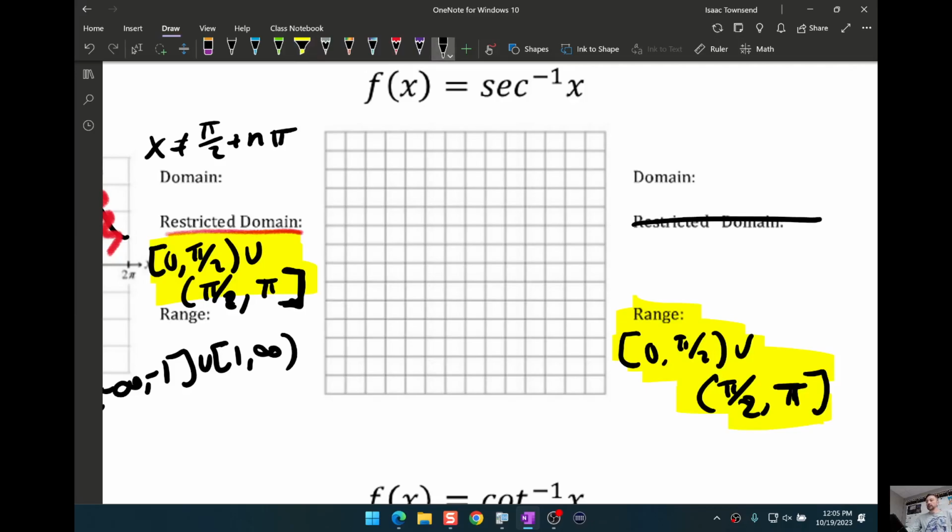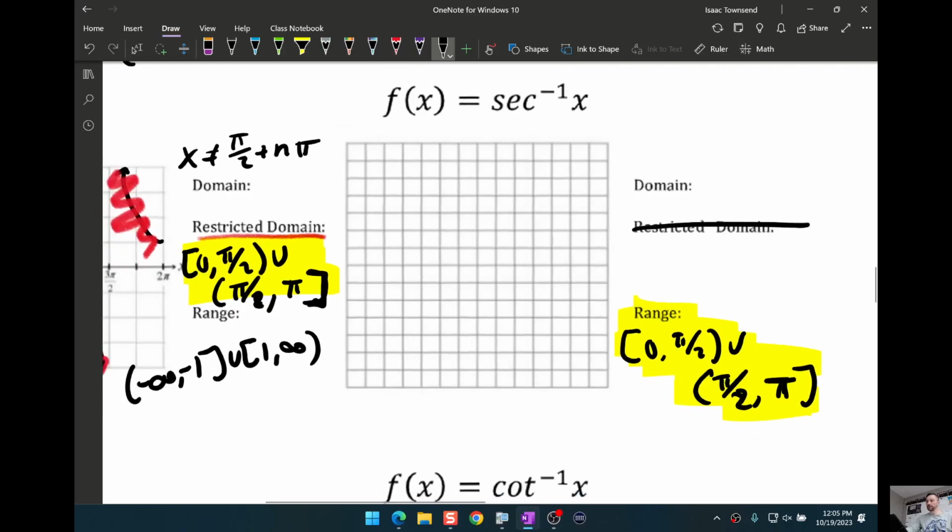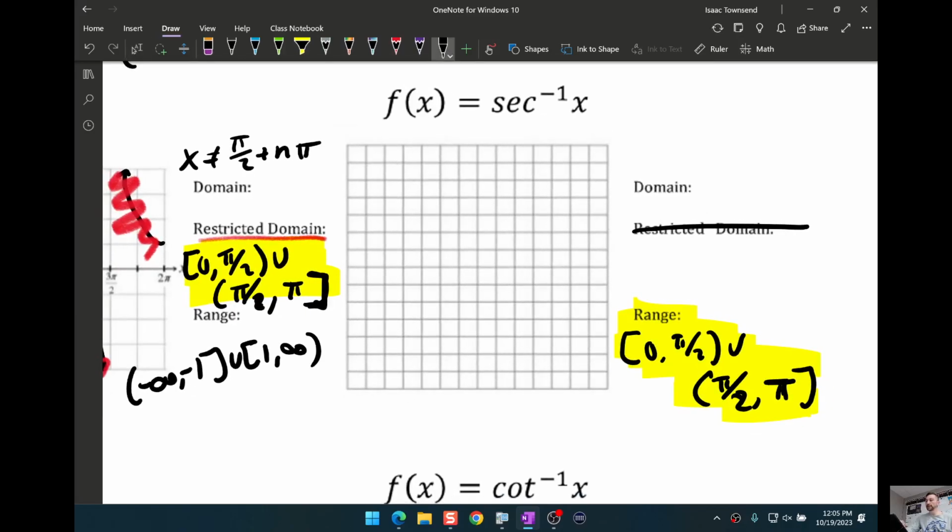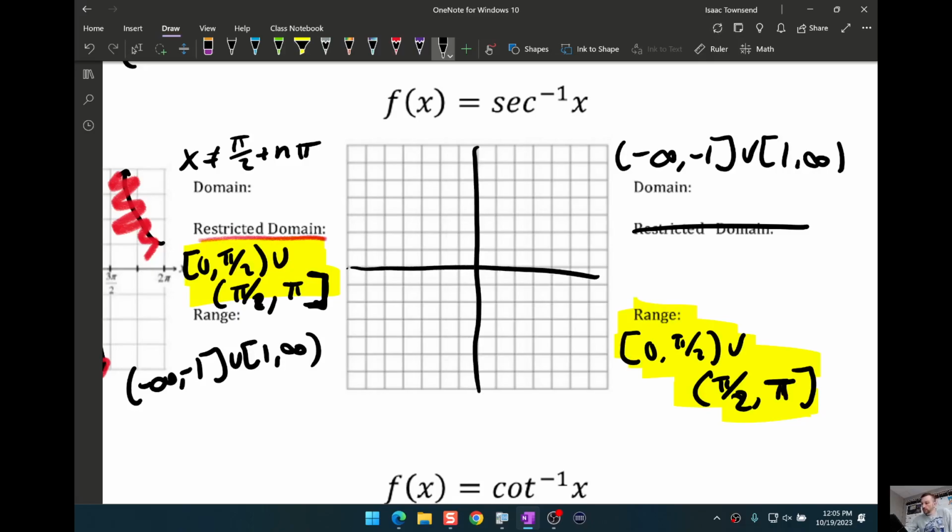Just for completion's sake, let's go ahead and fill in the rest of the domain and range stuff. The range becomes the domain. Knowing the domain and range of inverse secant helps us graph it because we know that it exists to the left of -1 and to the right of +1, so it's not going to exist between those. And the range, 0 to pi over 2, and then pi over 2 to pi. So it should only exist between these y values and not outside of that.